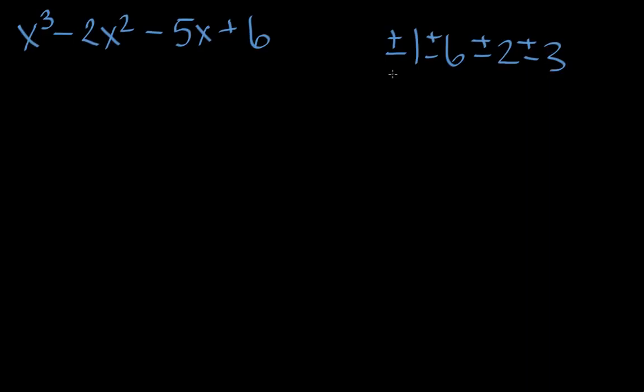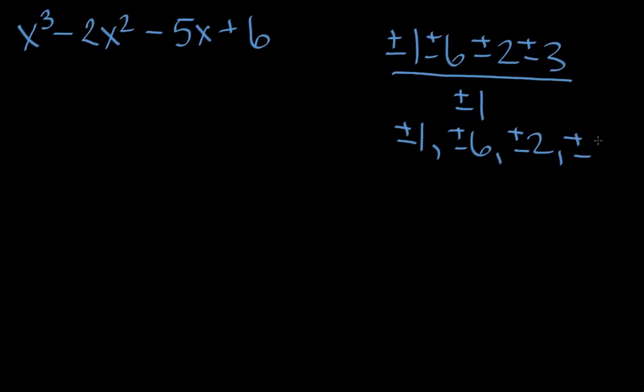And we're going to divide this by the factors of the coefficient of our variable with the highest power. So in this case, it'll be x cubed. And the coefficient in front of x cubed is a 1. And the factors of 1 are plus or minus 1. So when we divide out this fraction, we'll end up getting plus or minus 1, because the 1's divided by the 1's will give us a plus or minus 1. And then the plus or minus 6 divided by plus or minus 1 gives you plus or minus 6. And then again for plus or minus 2 and plus or minus 3.